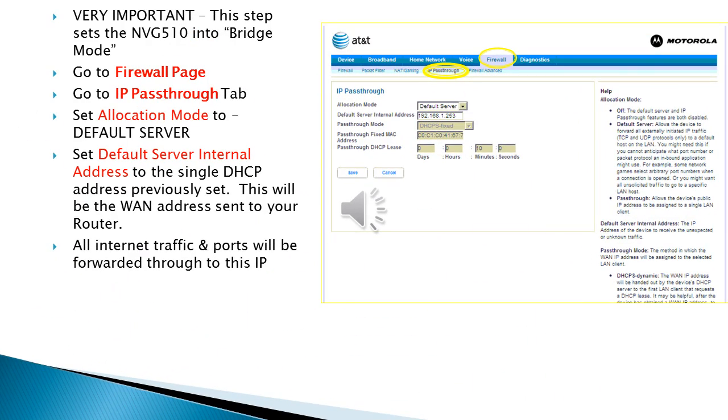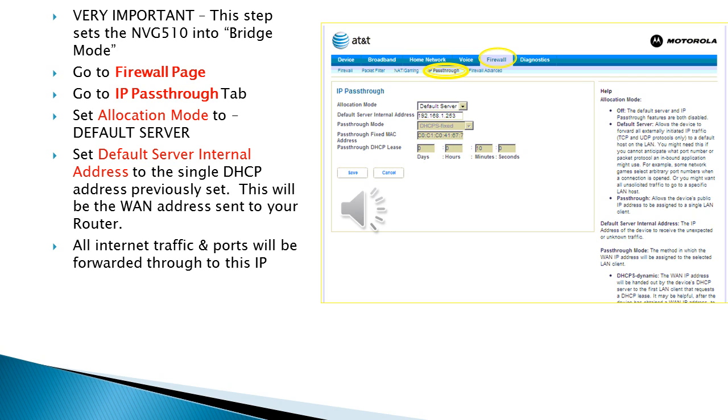Okay, here is where we actually set up the NVG510 into bridge mode. We go to the firewall page in the setup, then go to the IP pass-through tab. We set the allocation mode to default server. What this does is send all traffic through to the address we're about to set. We go to the default server internal address, and we're going to set that to the single DHCP address we set previously.